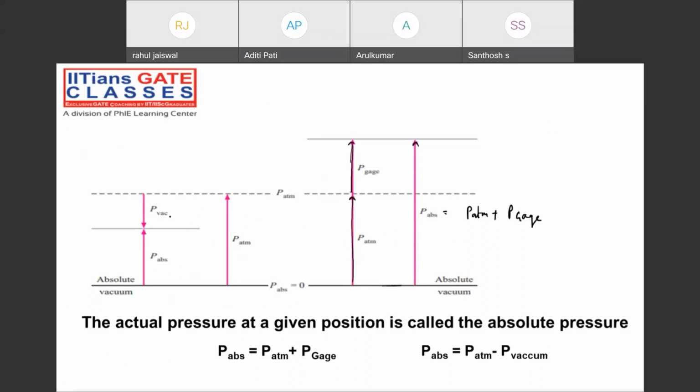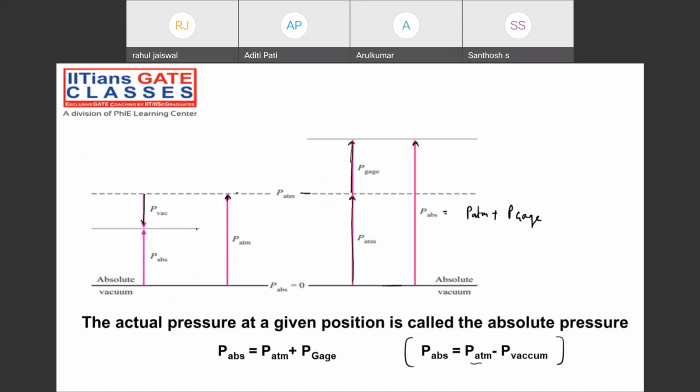Sometimes the atmospheric pressure will be more, but the absolute pressure is less. In which condition? When we have the vacuum. When we have the vacuum, absolute pressure will be lesser than atmospheric pressure. And that we can find by atmospheric pressure minus vacuum pressure, as you can see. Actually, atmospheric pressure is fixed. That cannot be changed. In your room, atmospheric pressure is fixed. Now the gauge pressure can be above or below that atmospheric pressure.